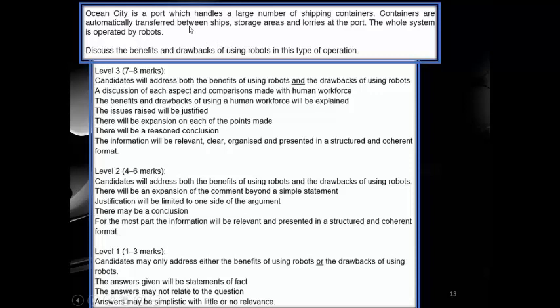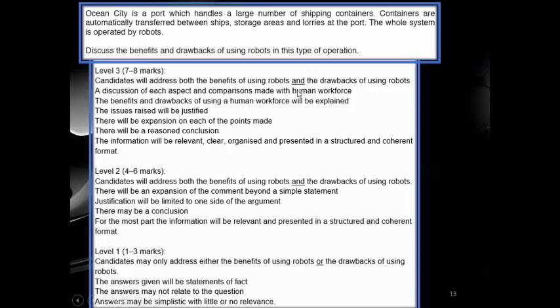Look at the question. Ocean City is a port which handles a large number of shipping containers. Containers are automatically transferred between ship storage areas and lorries at the port. The whole system is operated by robots. Discuss the benefit and drawbacks of using robots in this type of operation. Now you can see, can we address both the benefit of using robot and the drawbacks of using robot? Very important. A discussion of each aspect and comparison made with human workforce.